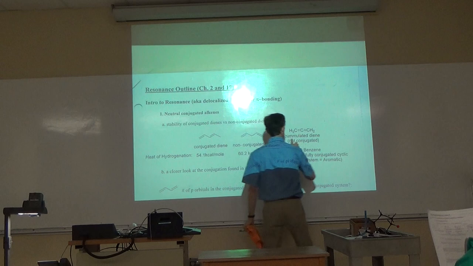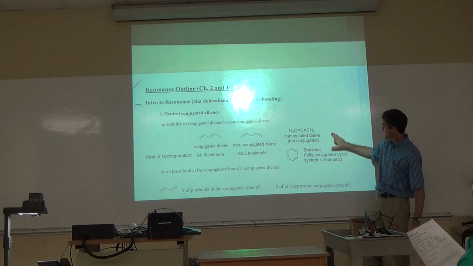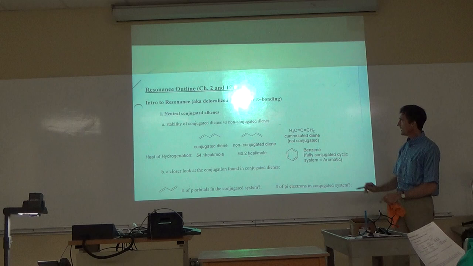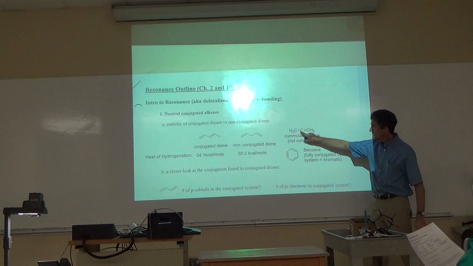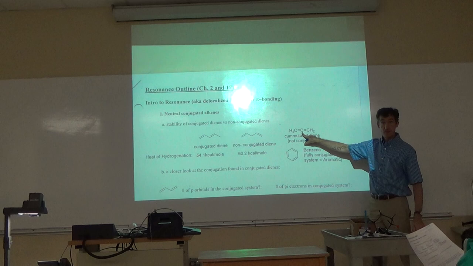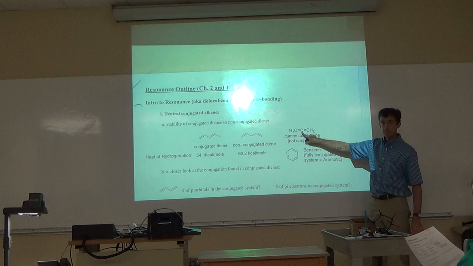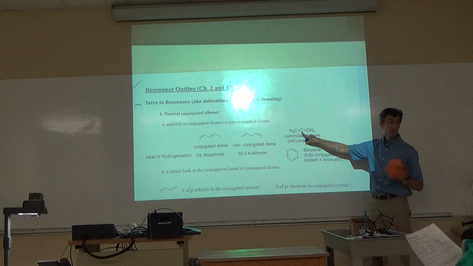This over here is called an accumulated diene. Is it conjugated? It says it's not. Right. Obviously, I've already covered it. What is the structure of this? What's the hybridization of the central carbon here? Sp. How many p orbitals does the central carbon have? Two. Okay, so these are the questions you should be answering quickly.